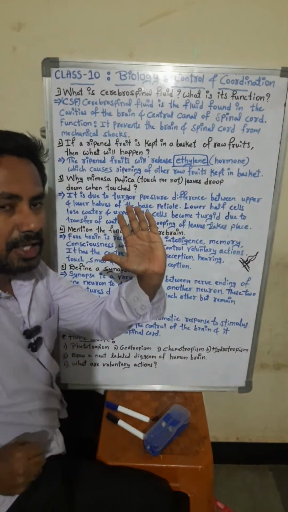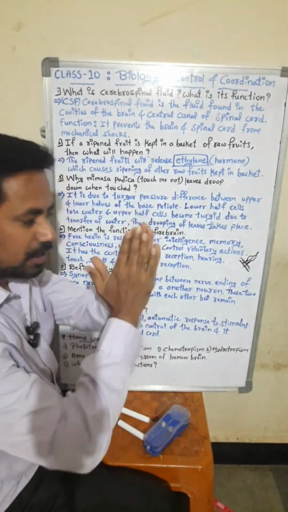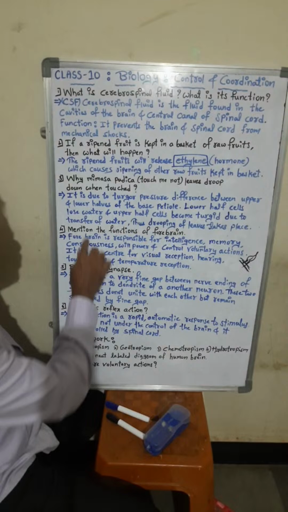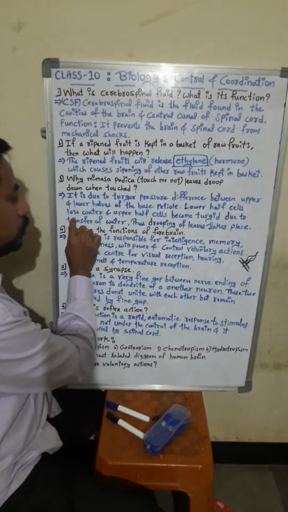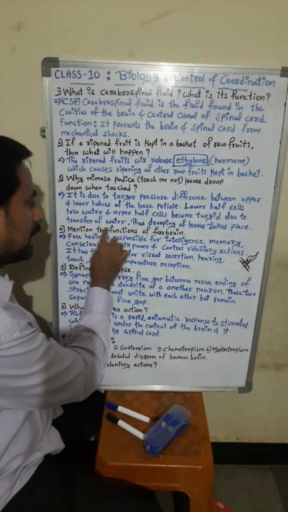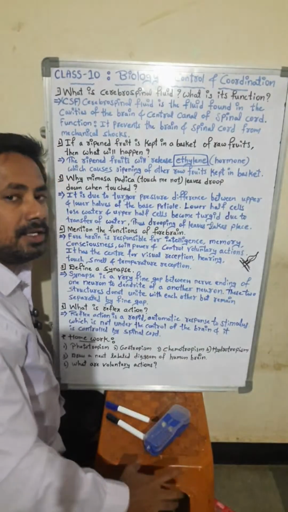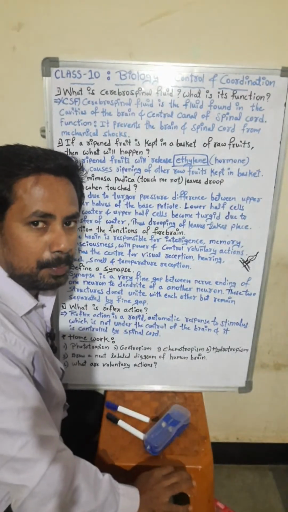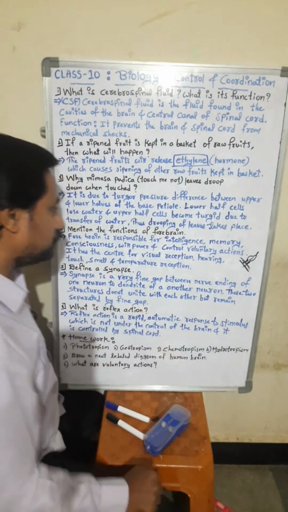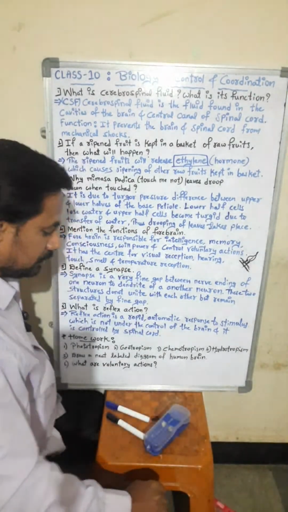All the water will come down and cells will shrink. For that purpose the leaves will close. Lower half cells lose water and upper half cells become turgid due to the transfer of water. That's why the drooping of leaves takes place in touch me not plant. Okay, clear? Fine.